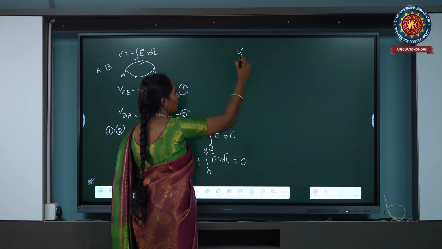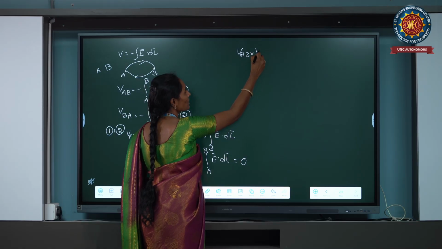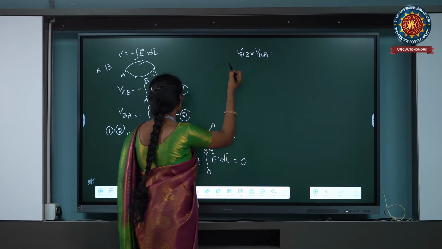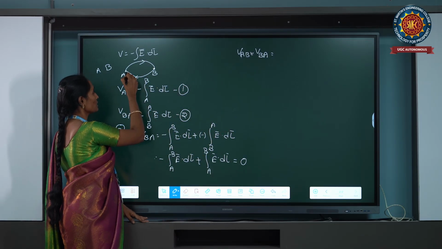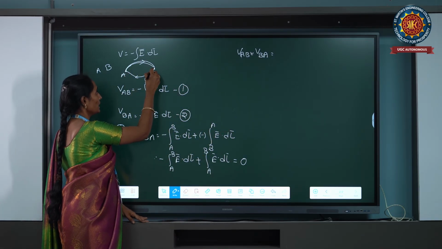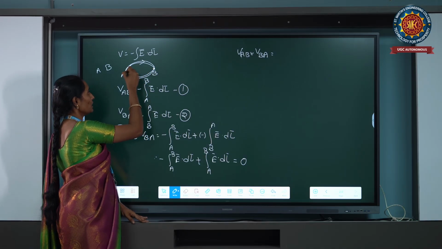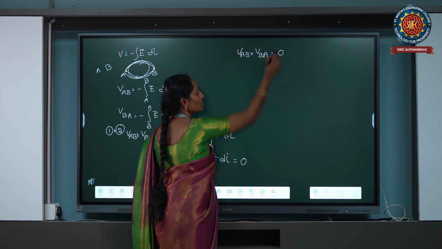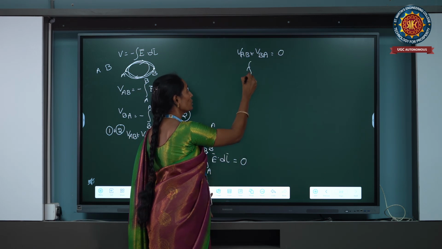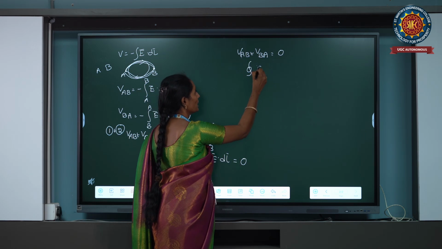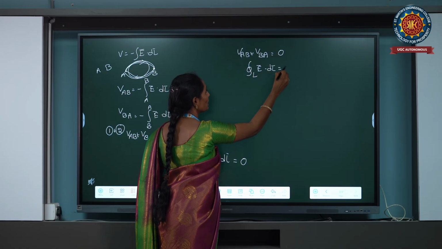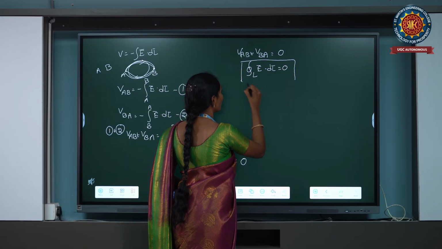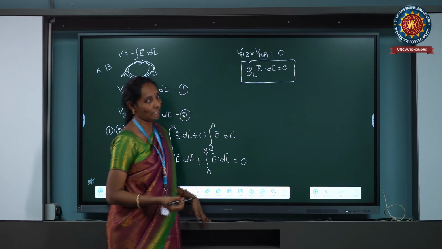So here V AB plus V BA is nothing but a closed loop. The charge particle is moving from A to B and it is also moving from B to A. That means this is one closed loop. So that is equal to 0. So in any closed loop, the closed integral of E bar dot dl bar, the electric field, is equal to 0. So this is the integral form of Maxwell's second equation.